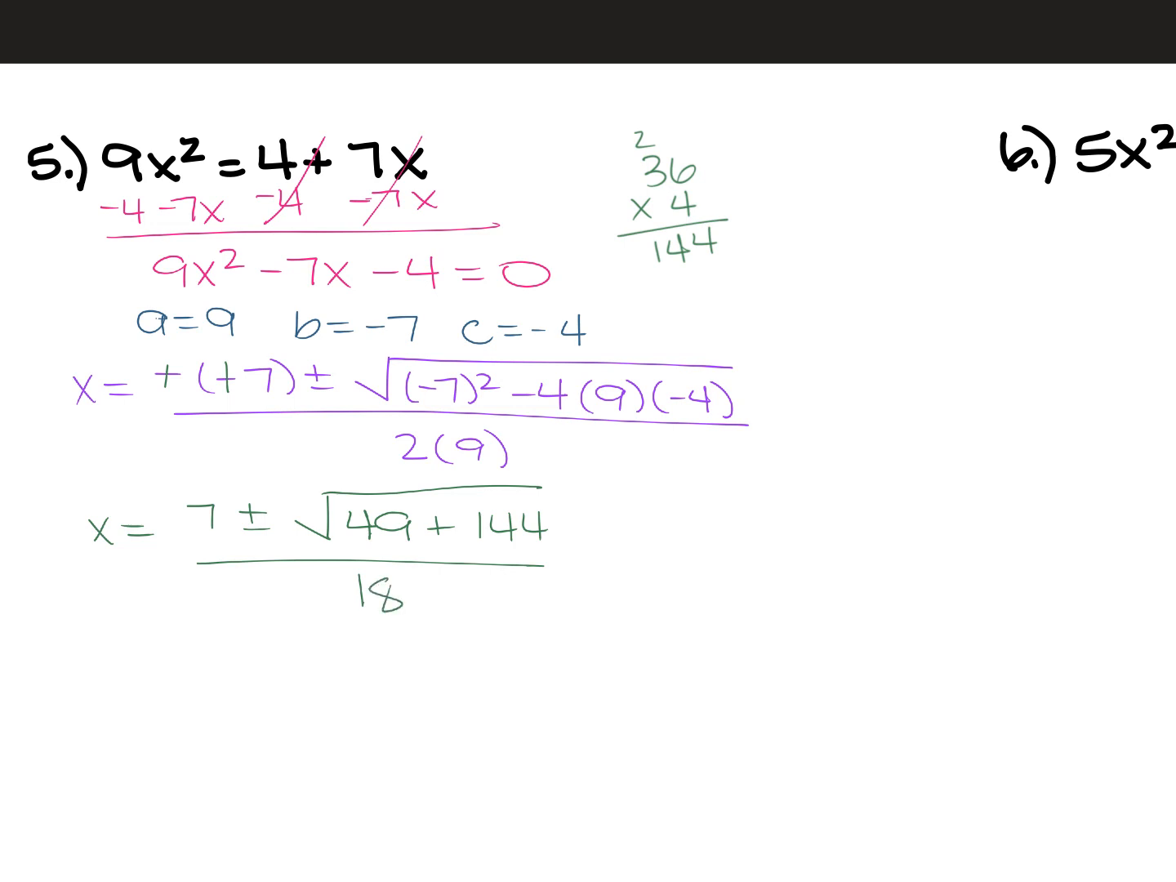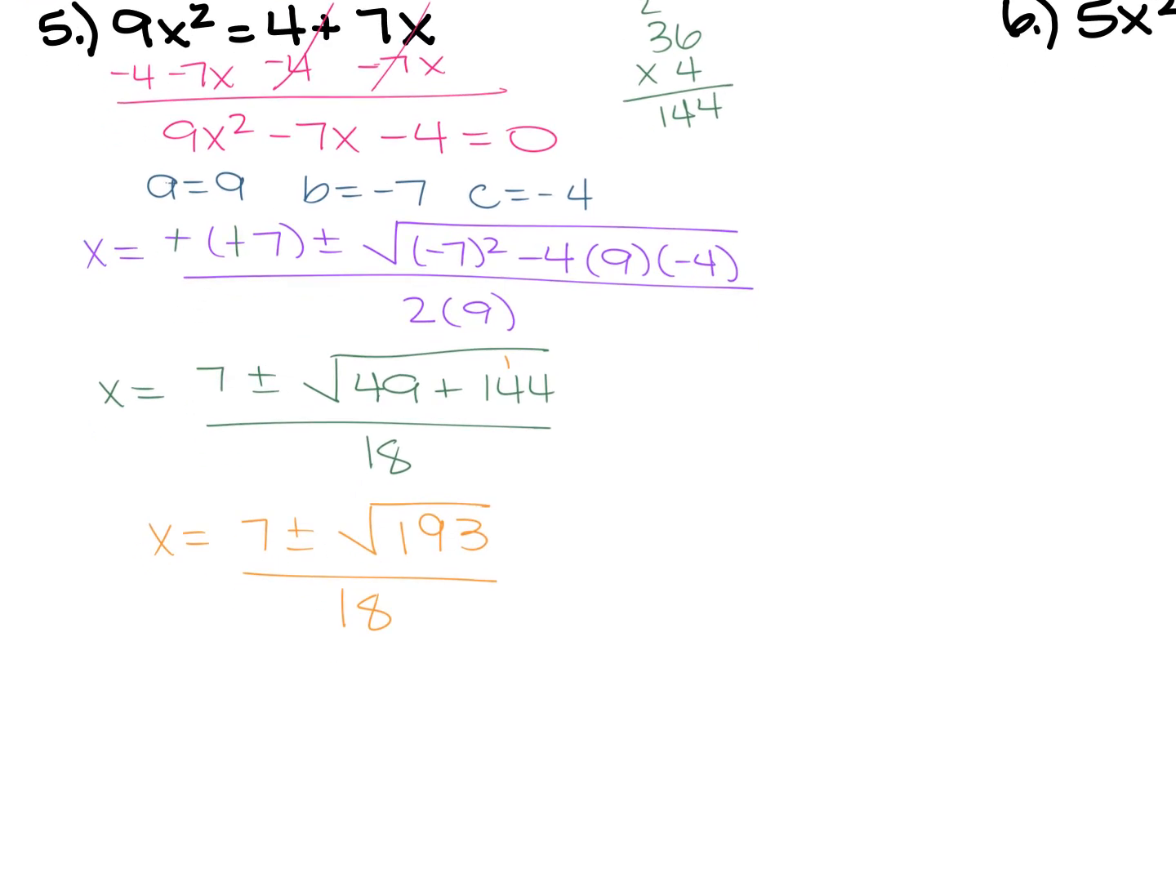So we're going to add underneath that radical, and that's going to give us x is equal to 7 plus or minus the square root of 9 plus 4 is 13. Carry the 1. 4 plus 1 is 5 plus 4 is 9. And then that 1 drops down to give you 193. This is all over 18. From here, I don't think there's factors that go into this evenly. So we're going to leave it just like this.